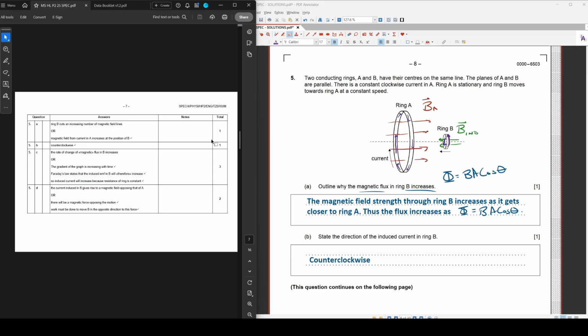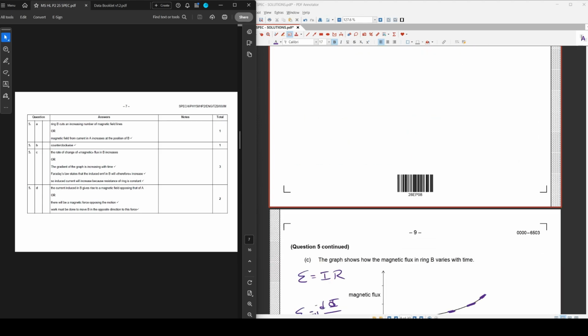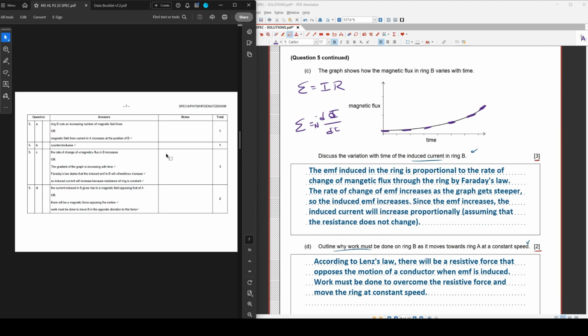Okay, magnetic field increases is good. You can also say that ring B cuts an increasing number of magnetic field lines. As it gets closer, the field lines, remember, are denser closer to the ring. You can picture flux as how many field lines, how much spaghetti goes through it. Counterclockwise, we stated it.